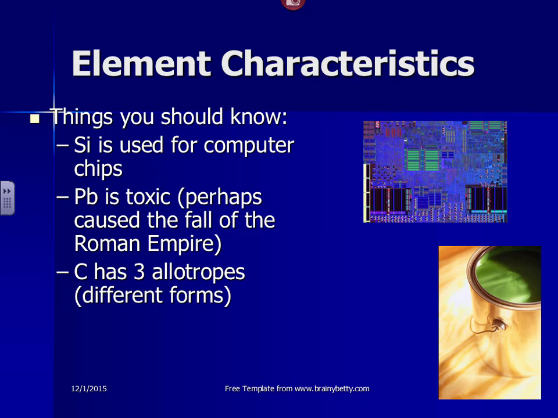Carbon. It's kind of a neat element. Carbon has allotropes. An allotrope is a different form of that same element. Carbon comes in 3 forms, naturally.